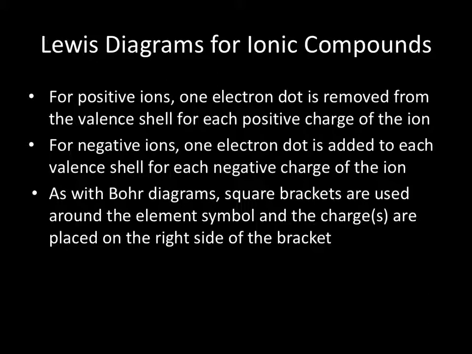So for example, fluorine is group 17. It will have 7 valence electrons. The fluorine ion would have 8 valence electrons. As with Bohr diagrams, we use square brackets around the element symbol, and the charges are placed on the right side of the bracket. So for example, I was just talking about it, but a Lewis diagram for a sodium ion would look like this, with a positive charge, and fluorine would look like this.